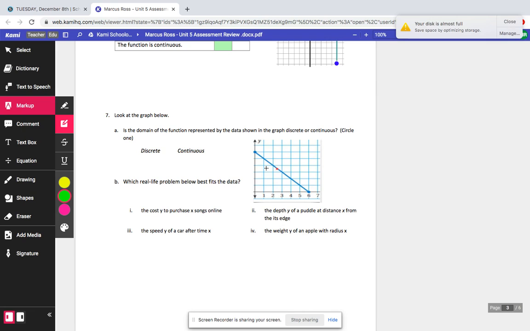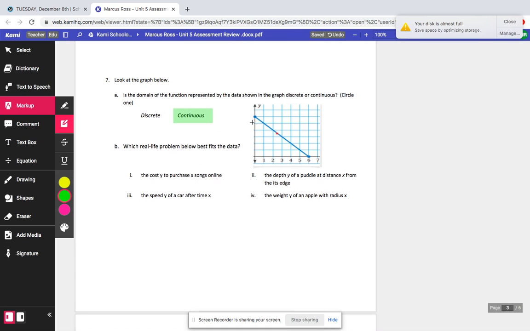7, is the domain of the function represented by the data shown in this graph discrete or continuous? Well, I'm hoping that because we just did that question above, that you are seeing that this is a continuous graph because it's a line. You can make an inequality. And then which real-life problem below best fits the data? So let's read through these.